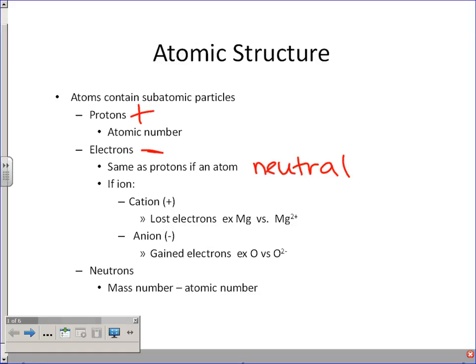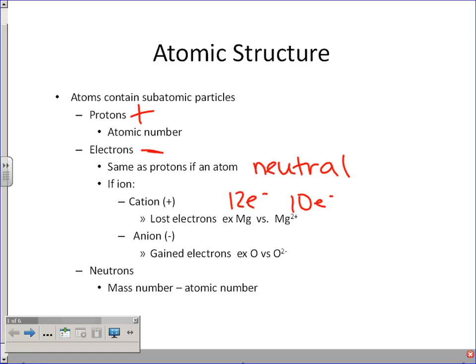If it's an ion, so ion being a charged particle, then the number of electrons can change. If it's a cation, meaning it's positively charged, then it's lost electrons. So for example, magnesium, atomic number 12, a neutral magnesium is going to have 12 electrons. Magnesium plus 2, well, I lost 2 of those negative charges, so I'm going to be down to 10 electrons.